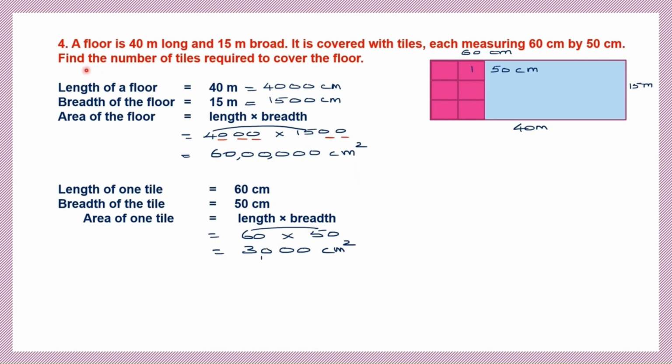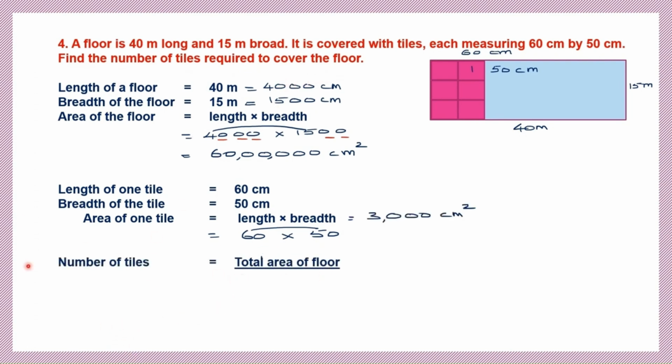Now we have to find the number of tiles required to cover the floor. For that, how do we find out? This is how. We divide the total area of the floor by the area of one tile. So what is the total area of the floor? 60 lakh, isn't it? 60 lakh centimeters square, and we are dividing this by area of one tile, which we found out to be 3000 centimeter square.